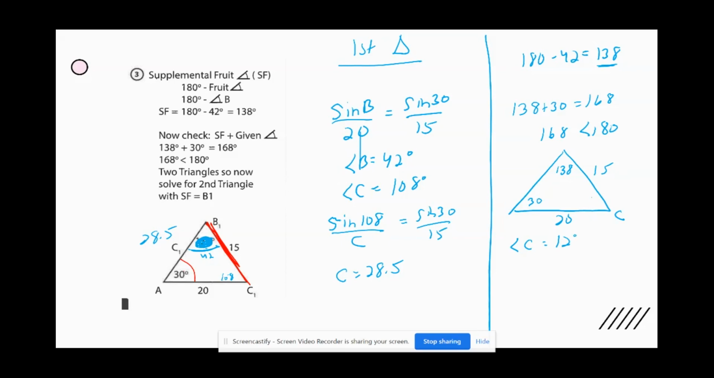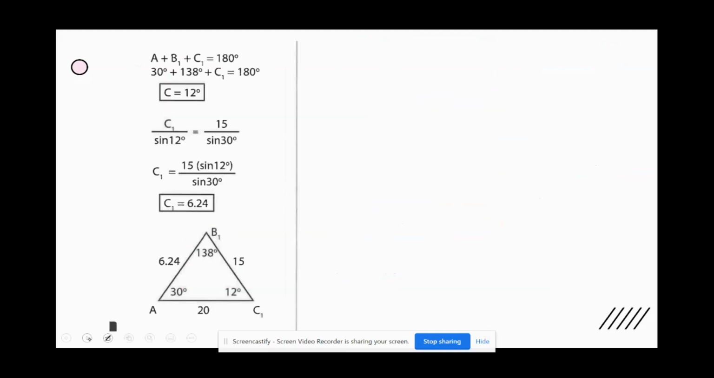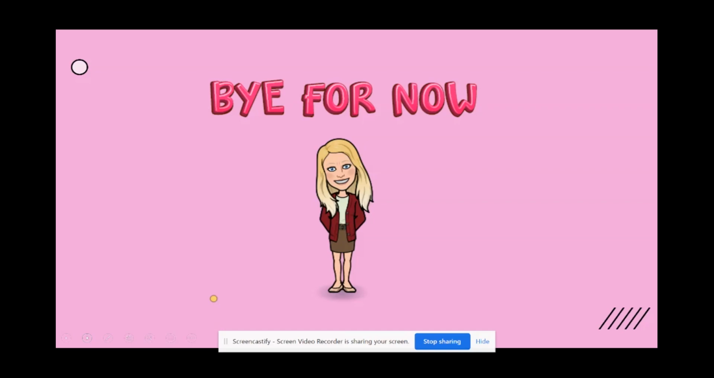So now, if this is 12 degrees, I get to use my law of sines. So sine 30 over 15 equals sine 12 over little c. And when I do that, I get little c as 6.24. Last but not least, I think we got it all. Yes, we got 6.24. So what you have is two triangles in this case, okay? And so that actually ends our lesson on the ambiguous case.